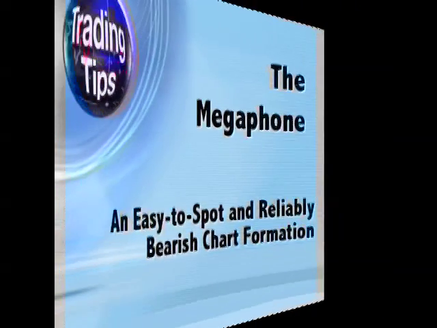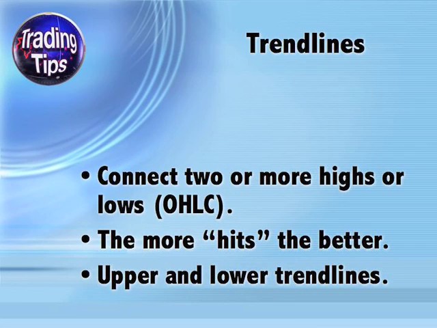Let's begin. First, we need a brief review on trend lines. A trend line is simply a line drawn on a stock chart that connects two or more points. The more points, or hits, the better. Typically, anything with fewer than 3 hits, or at least near hits, is not considered very valuable.